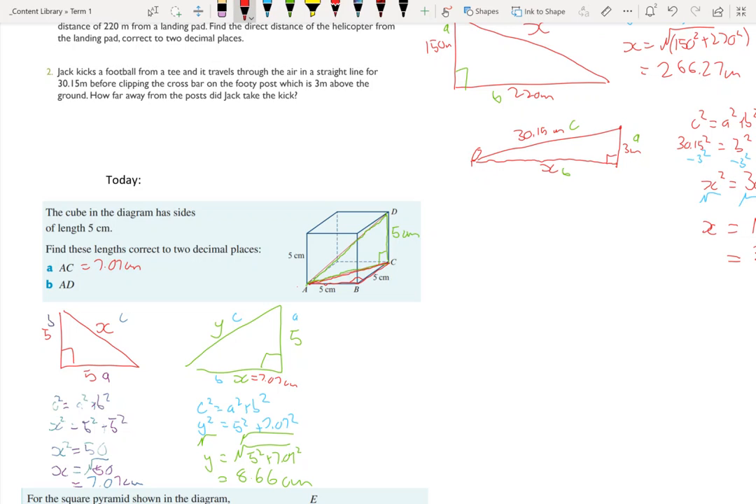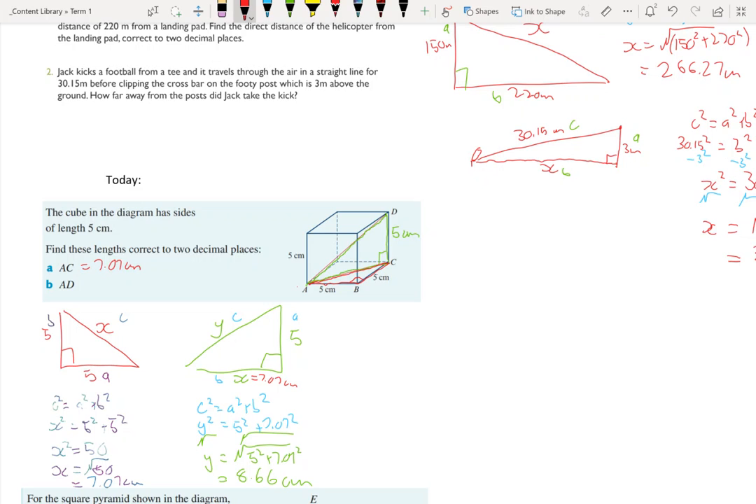Like I said, using Pythagoras in 3D generally just means using Pythagoras twice. First to find one edge and then to use another edge.